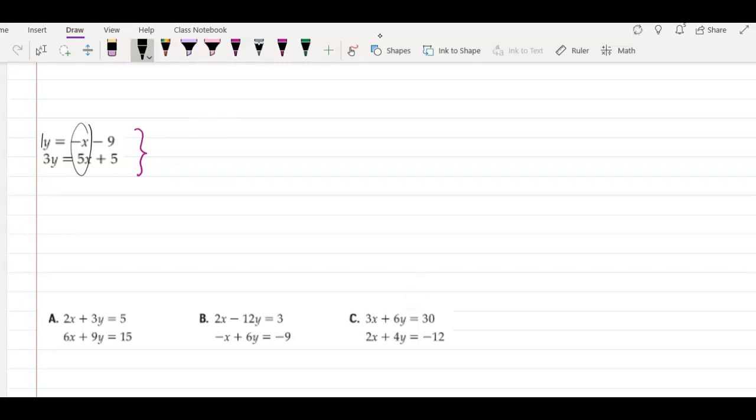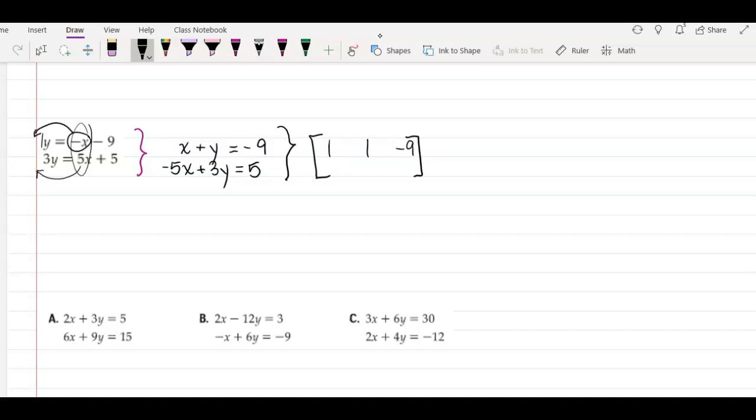So I'm going to add x to both sides so that I have x plus y equals -9. And then I'm going to subtract 5x from both sides of the second equation, plus 3y equals 5. Now I can take and put it into a matrix. 1, 1, -9, -5, 3, 5.